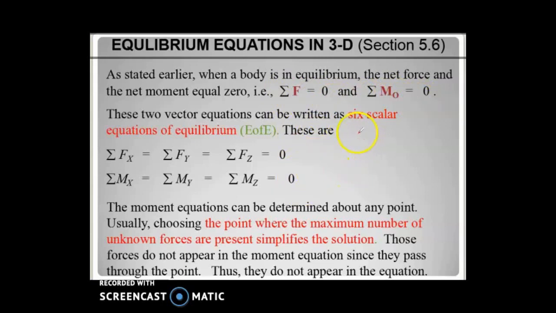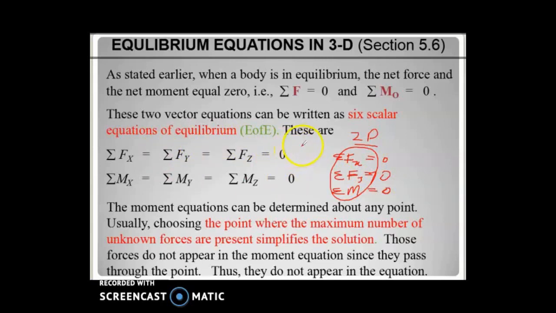Okay, before this, for two dimensions, you will have three equilibrium equations. Still remember, we have the summation of Fx, the summation of Fy, and the summation of moments. So this is for two-dimensional cases, and all are equal to 0 when the system is in equilibrium.